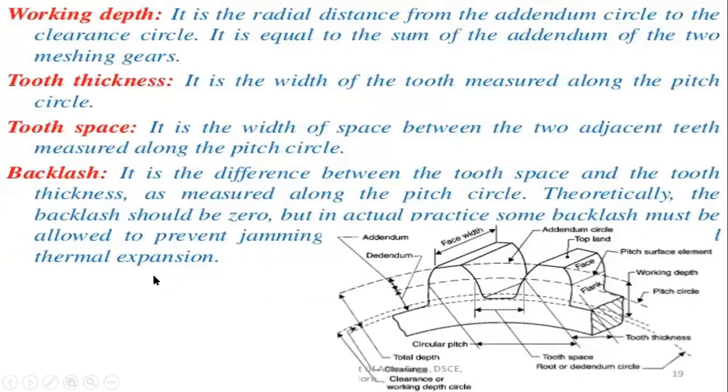Next one is the working depth. It is the radial distance from the addendum circle to the clearance circle. So in the lower order you have the clearance circle here. This is the clearance, and the circle obtained from the clearance is called the clearance circle. From that point to the topmost point of the addendum circle, it is called the working depth. This is equal to the sum of the addendum of two meshing gears. When you mesh two gears, this is going to be very clear.